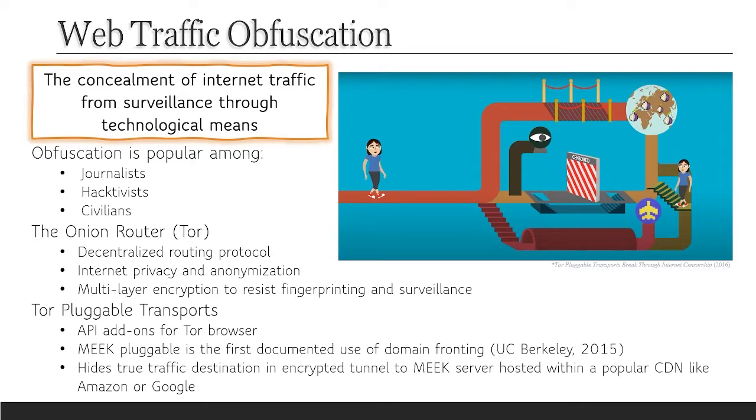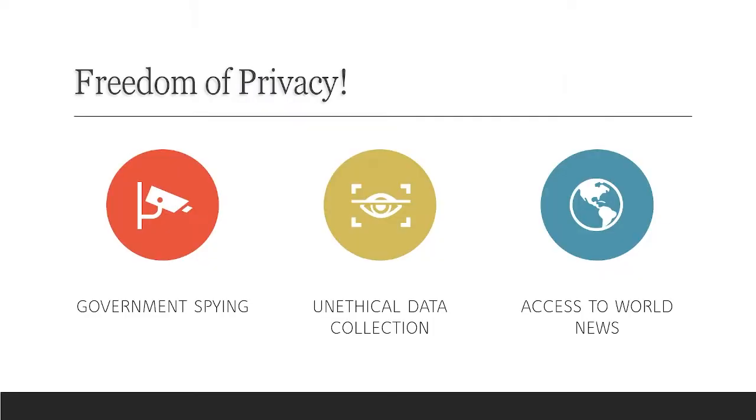This pluggable allowed users to hide their true destination of their traffic in an encrypted tunnel to a Meek server that was typically hosted on a popular CDN like Amazon or Google. The Meek server would then function as a hidden proxy, forwarding traffic to its true destination, but keeping it concealed from any would-be state-sponsored censorship.